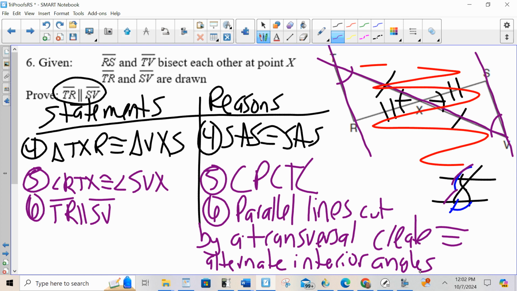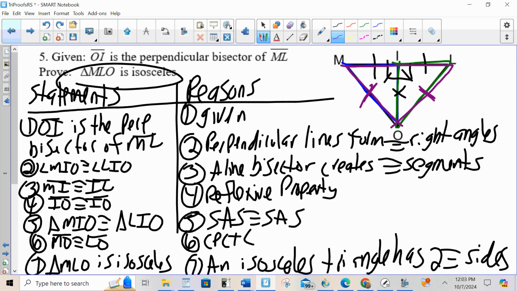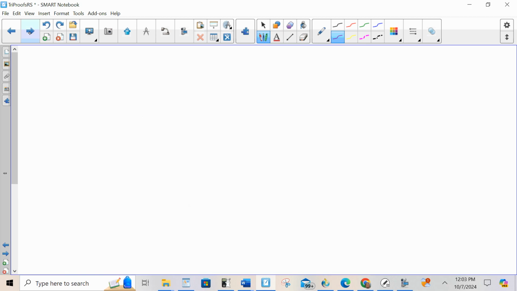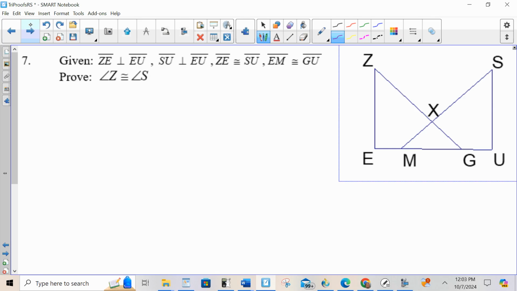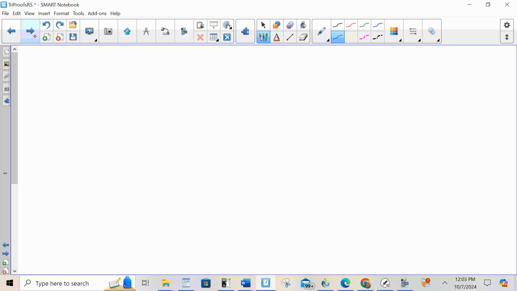So both proving isosceles and parallel, you always have 2 steps after the triangles are being congruent. You have to use CPCTC to get either 2 sides or angles for isosceles, or alternate interior, alternate exterior, or corresponding angles for parallel, and then you can state what they want you to prove. Which brings us to triangle proofs with additional tools, 7 and 8.